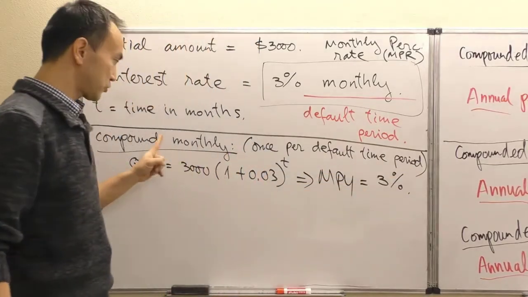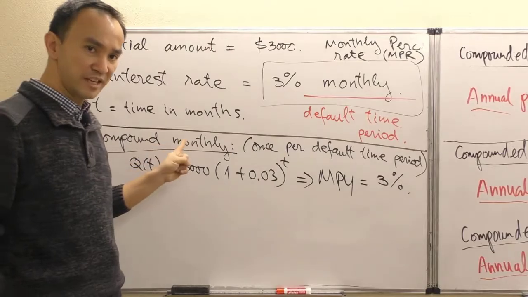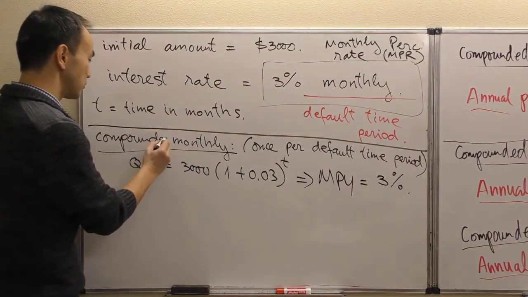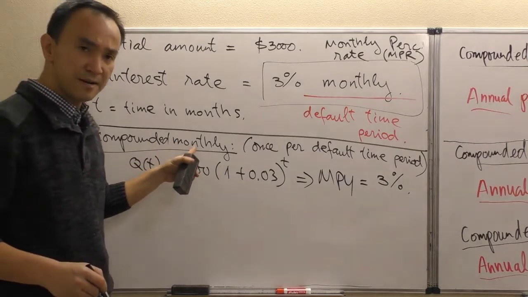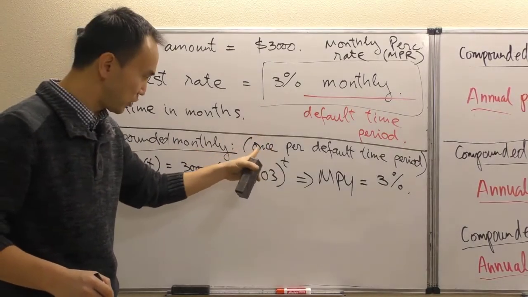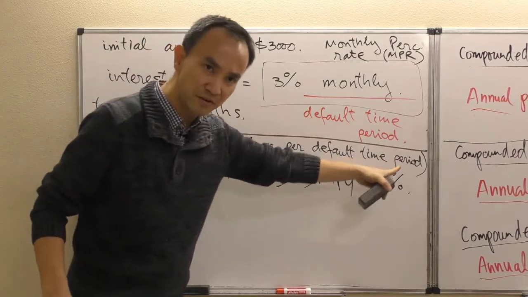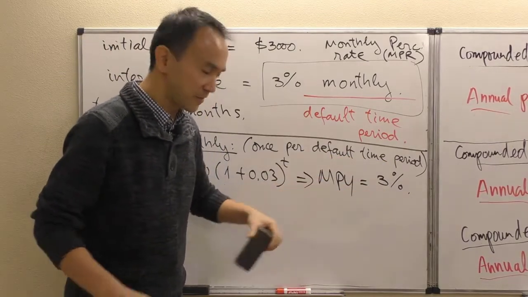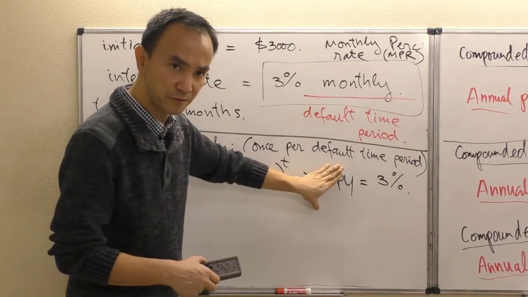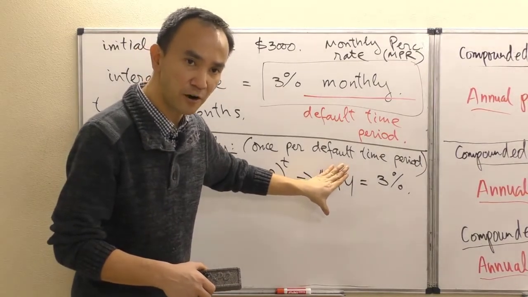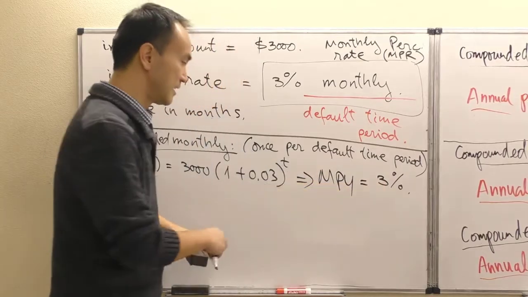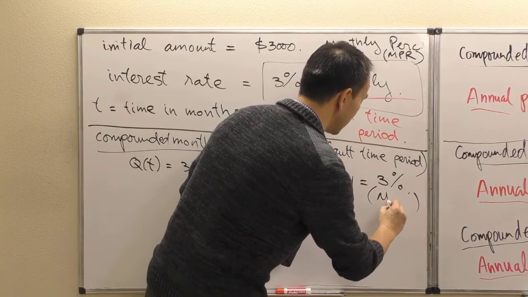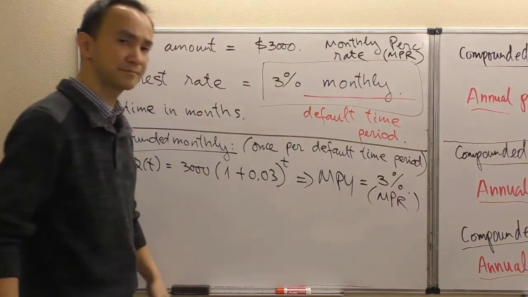But now, strictly, if we stay with that plan where we're compounding our interest monthly, in this case, more generally once per default time period, then I'm looking at the MPY, or the percentage yield for each default time period, being exactly 3%. So MPY in this case is equal to exactly the MPR.